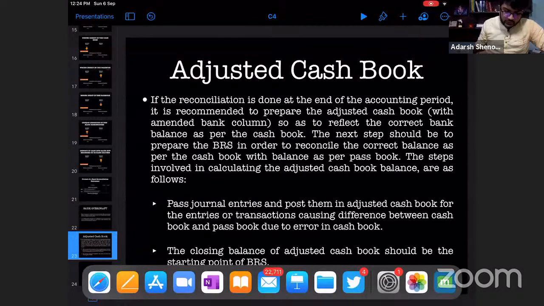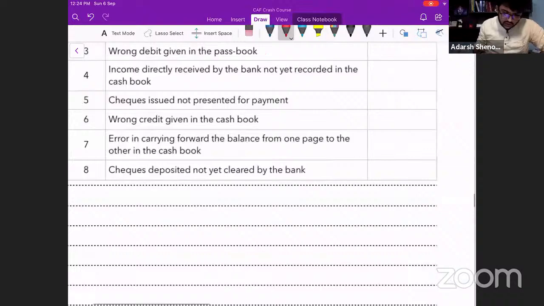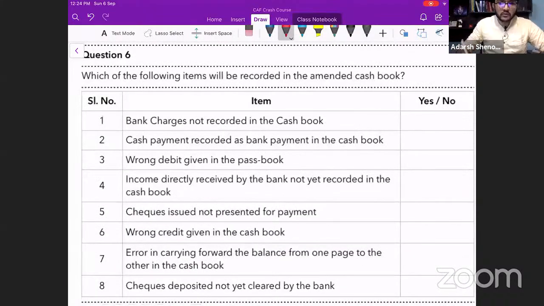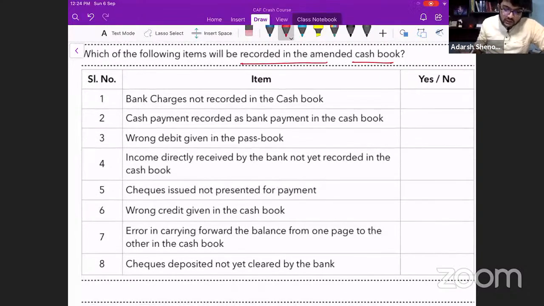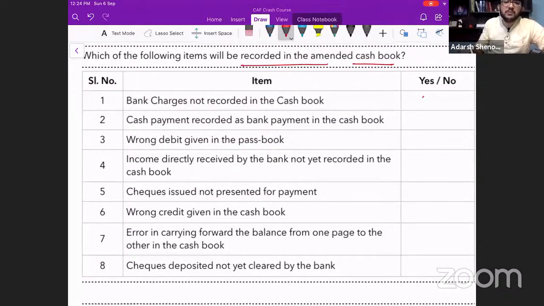You just have to recognize what item comes where. We will do one question quickly. You have to tell me, will it come or not? Ready? Which of the following items will be recorded in the amended cash book? Bank charges not recorded in the cash book. Will it come? Everyone, I want maximum participation. Come on, guys. Not the same person again and again. I want different people. Okay, so this will come in the amended cash book.